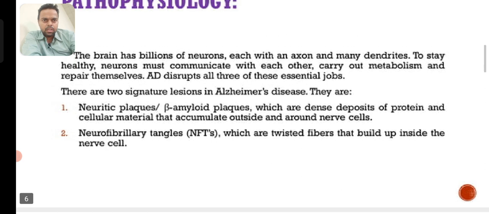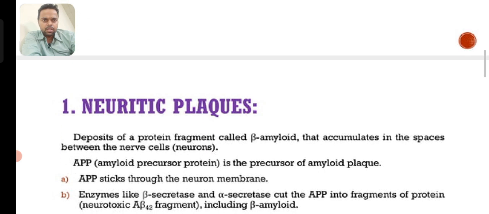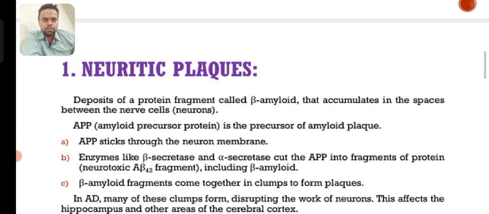Pathophysiology: there are two signature lesions in Alzheimer's disease. They are neuritic plaques, that is beta amyloid plaques, which are dense depositions of protein, and neurofibrillary tangles, which are twisted fibers that build up inside the nerve cells. The neuritic plaque is the deposition of protein fragments called beta amyloid directly in the space between the nerve cells.